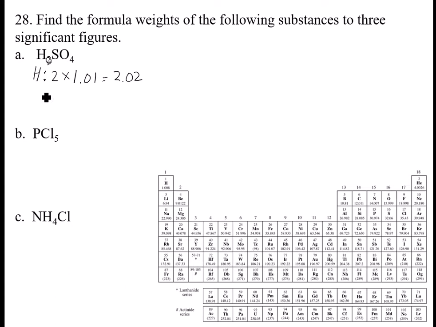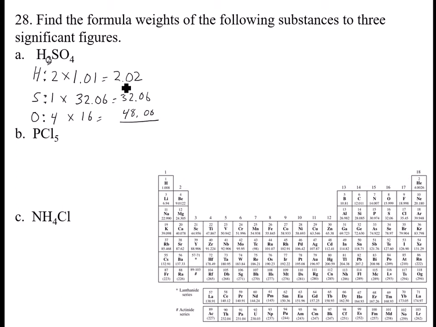Okay, sulfur, there's only 1 of those, and depending on the periodic table that you use, this one happens to be 32.06. Sometimes it's 32.07. And then oxygen, for this one there are 4 of them, so 4 times 16 is 48. And then I simply add these together.